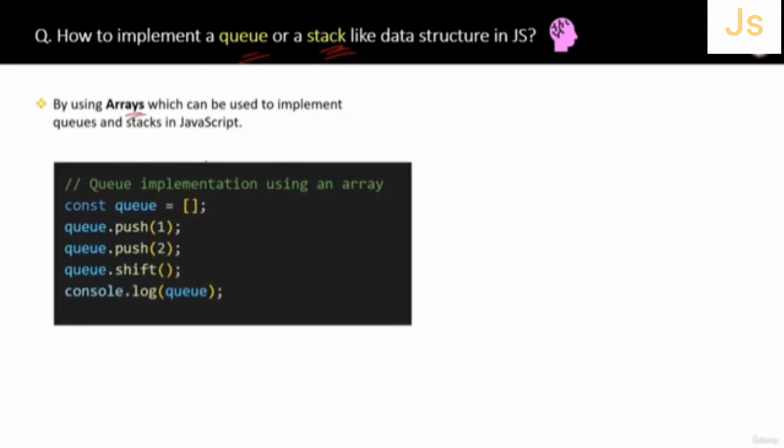How to implement a queue or a stack-like data structure in JavaScript? The answer is by using arrays, which can be used to implement queues and stacks in JavaScript. For example, this is the sample code for the array queue, and you can see how we are pushing the items one by one inside this queue, right? And then we are also shifting, which means deleting the items from this queue array. So that is one way to implement the queue or a stack-like data structure in JavaScript.